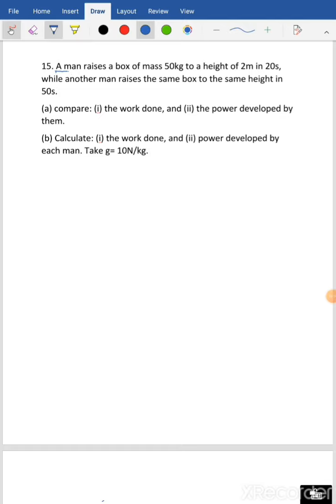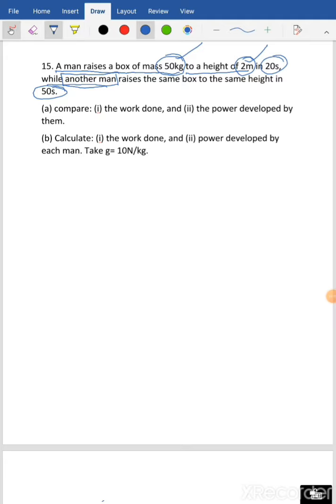A man raises a box of mass 50 kilogram, first information here is 50 kilogram, to a height of 2 meter in 20 seconds. So there's a man who is doing this work, while another man, so now there is an entry of a second man, raises the same box, means it will have the same mass, and same height in 50 seconds, but he is doing the work in 50 seconds. Are you getting my point? So both the first man and the second man are raising up the same box to the same height, but the time taken by them is different. That is the only difference here.